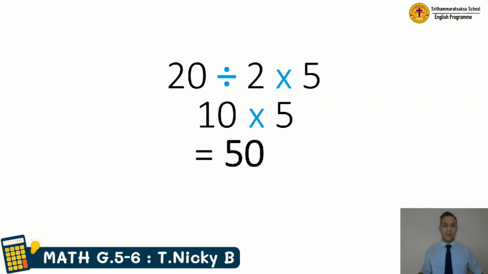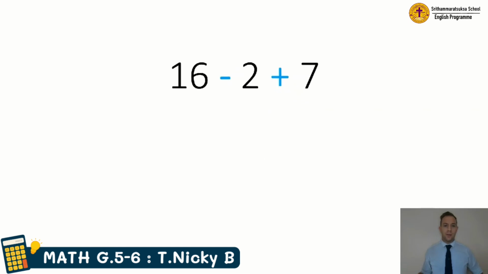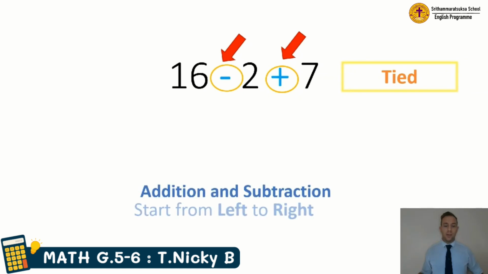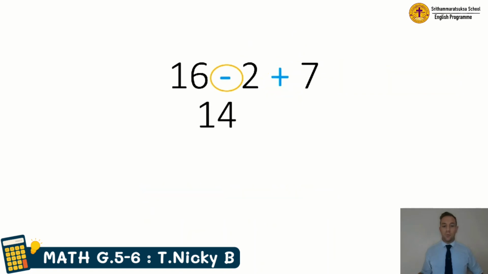How about this problem? Now we have 16 minus 2 plus 7. Now we have subtraction and addition in the same problem. And we know in terms of our PEMDAS pyramid that these are also tied for power. Well, the same rule applies. We need to do it from left to right. So let's begin. 16 minus 2 is 14. 14 plus 7 is 21.